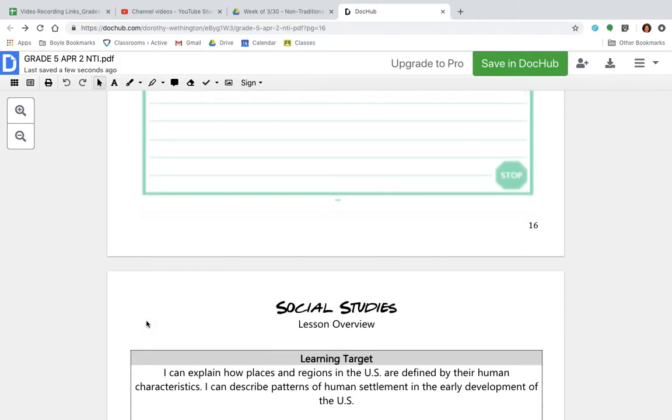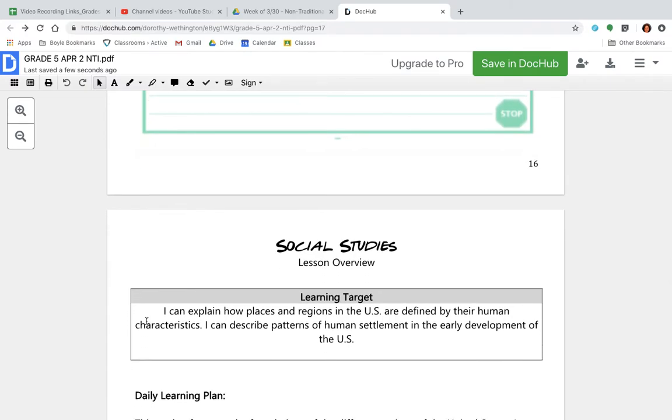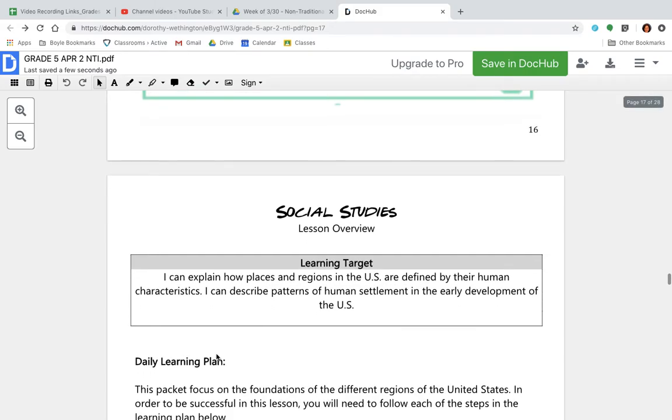Social Studies Lesson Overview. Learning Target. I can explain how places and regions in the U.S. are defined by their human characteristics. I can describe patterns of human settlement in the early development of the U.S.